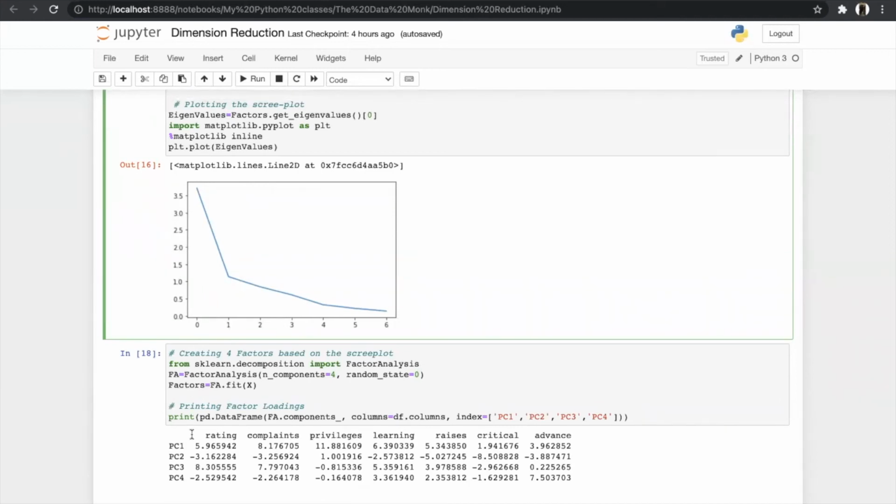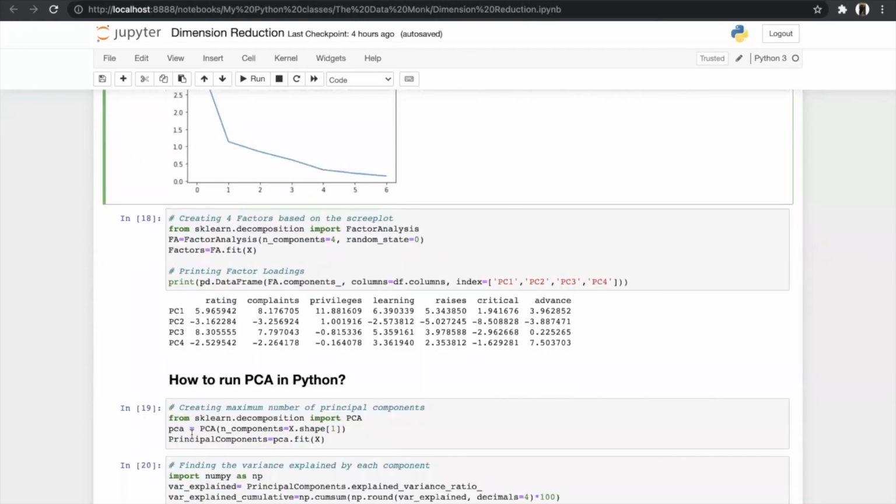Now we will see how to run PCA, principal component analysis, in Python. To run PCA in Python, first we have to import PCA from decomposition. Then after importing the library, we build our model. From this statement, we have built our model: PCA(n_components = x.shape[1]). This assigns the number of columns in our original dataset to n_components, and then we have created our PCA. Then after creating our model, we fit our data using x in our principal component.